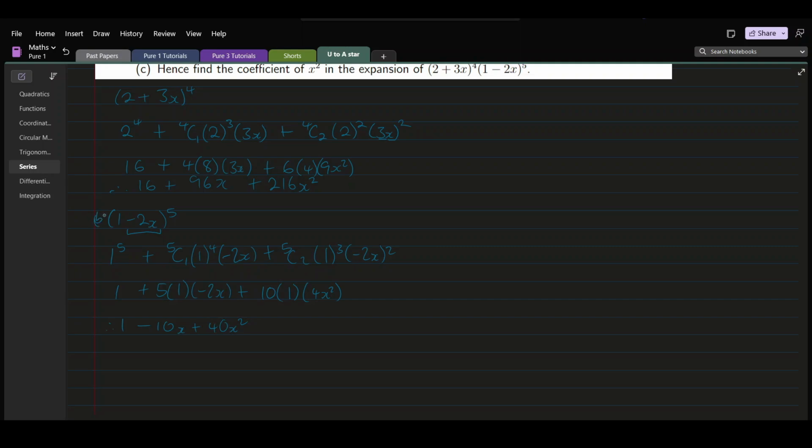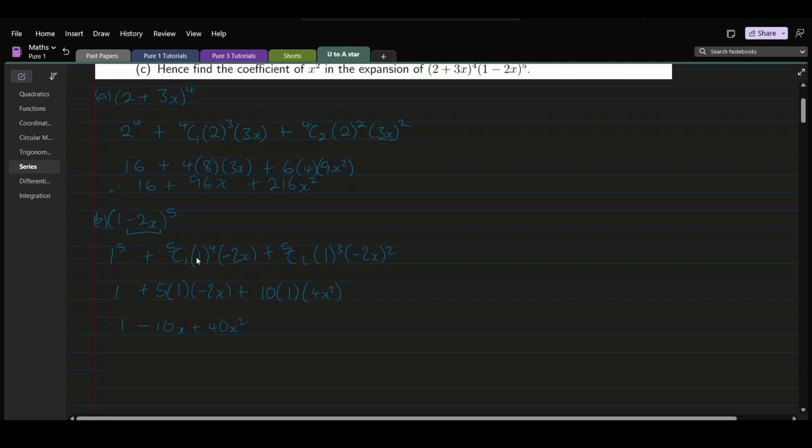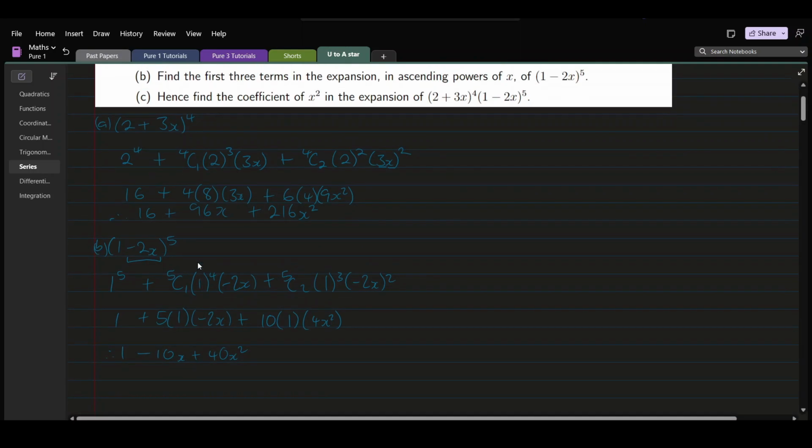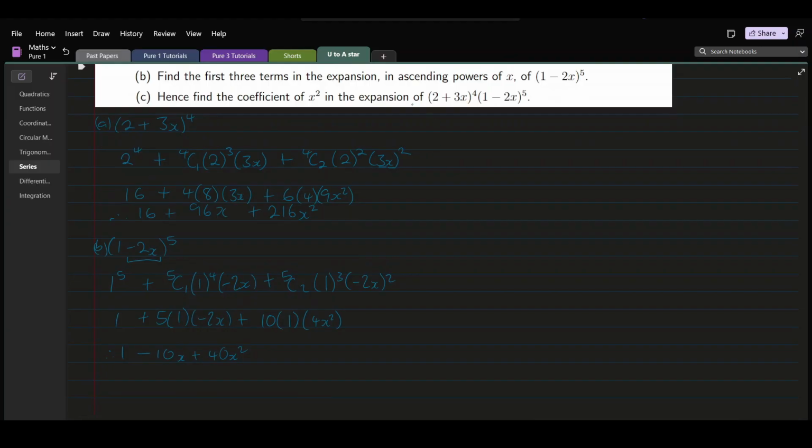So this is B, this is A, and now on to part C. Hence, find the coefficient of x squared in the expansion of 2 plus 3x to the power 4, that was A, times 1 minus 2x to the 5, that was B. So what we have here is 2 plus 3x to the power 4 times 1 minus 2x to the power 5, which were part A and part B. We can simply substitute these with their respective expansions.